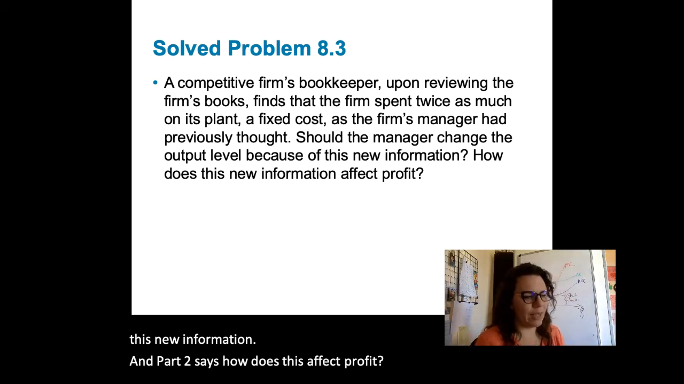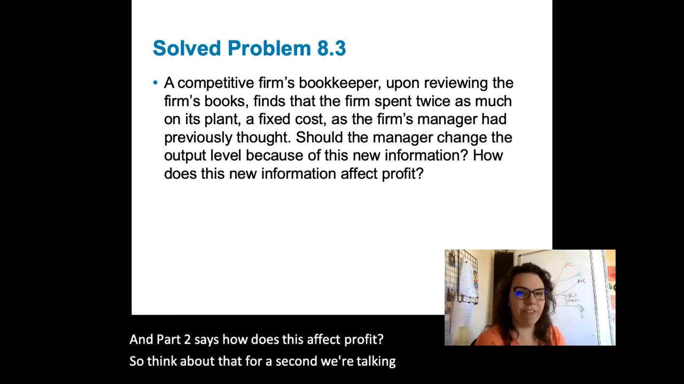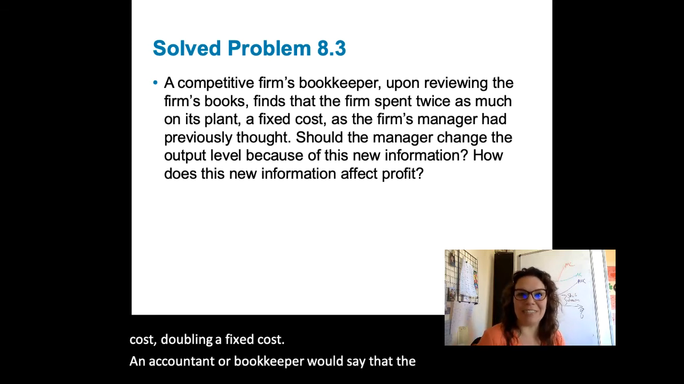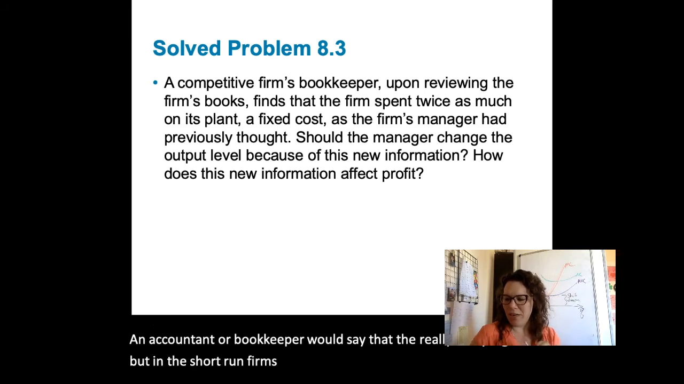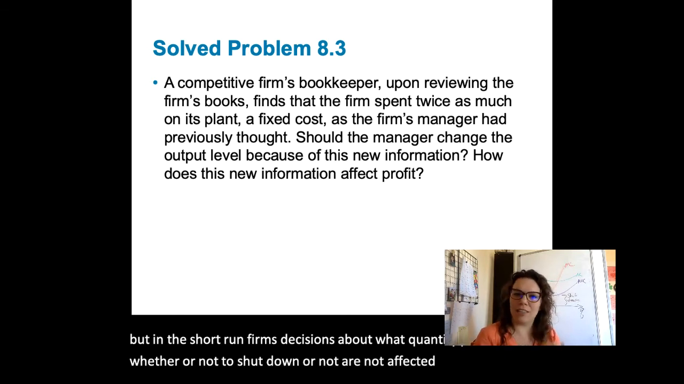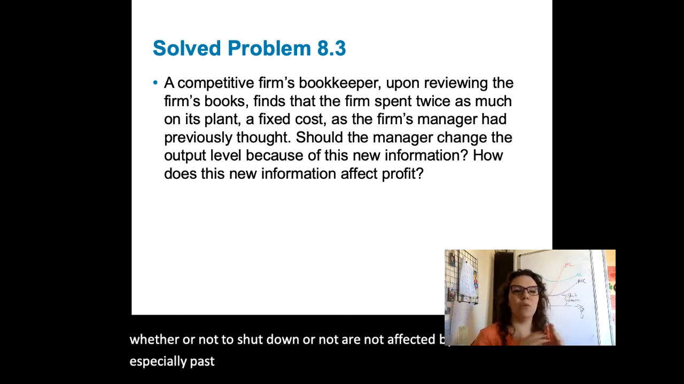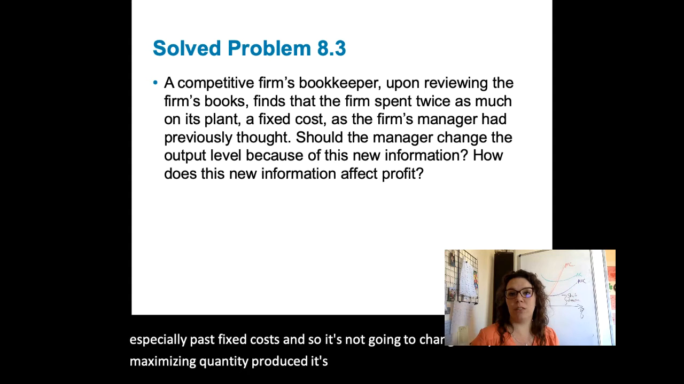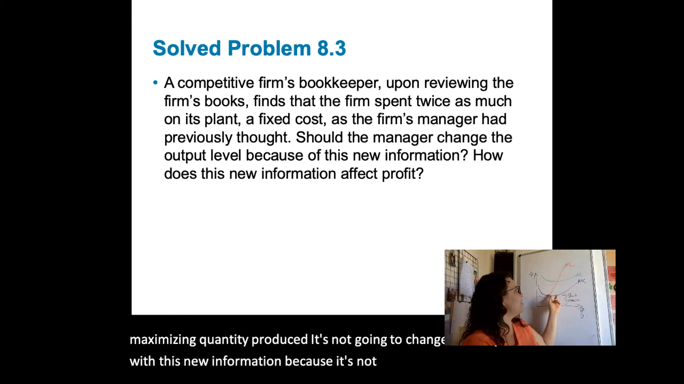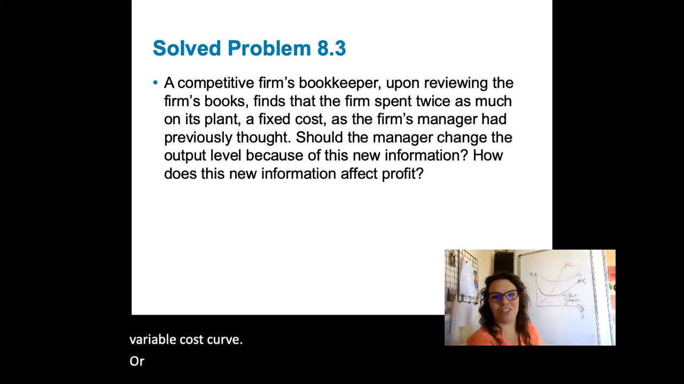So think about that for a second. We're talking about changing a fixed cost, doubling a fixed cost. An accountant or a bookkeeper would say that's a really, really big deal. But in the short run, firms' decisions about what quantity to produce and whether or not to shut down are not affected by fixed costs, especially past fixed costs. And so it's not going to change the profit maximizing quantity produced. It's not going to change the output level with this new information because it's not changing this average variable cost curve or this marginal cost curve.